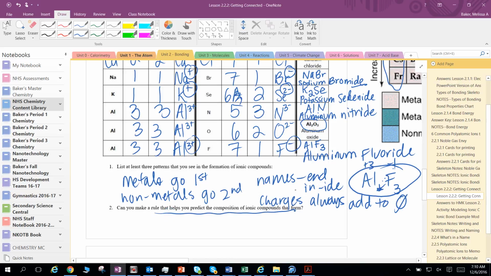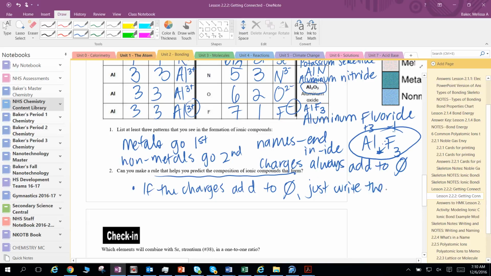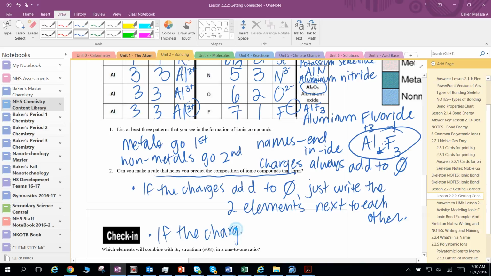Can you make a rule that helps you predict the composition of ionic compounds? One rule is if the charges add to 0, just write the 2 elements next to each other. You just slap them together. If the charges don't add to 0, crisscross.